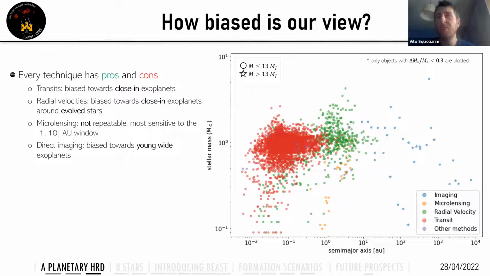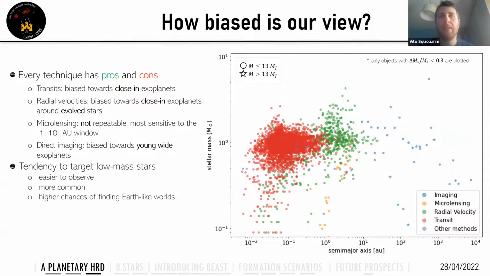So you see that the different colors are probing different parts of the diagram, suggesting that every technique has its pros and cons. For instance, transits are strongly biased toward close-in exoplanets, and the same applies also to radial velocities to a certain extent. We know also that microlensing is mostly sensitive to a short range of separations, and that direct imaging is the technique that goes to the other end, so to wide exoplanets. And then there is also the observational tendency to target low-mass stars in surveys.